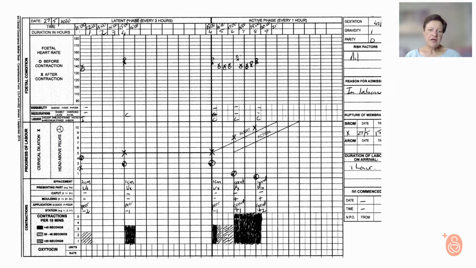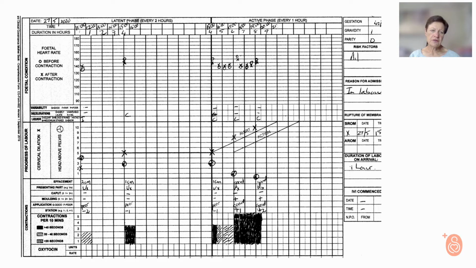Now, what we have here in front of us is the example of a so-called normal partograph, in the sense that labour progressed normally, the fetal condition was normal, etc. So what I'm going to do is interpret every time span of this partograph, like you would do when you record on a partograph.